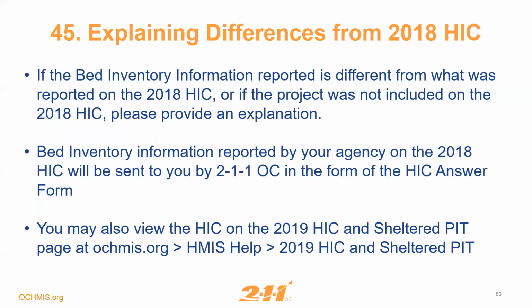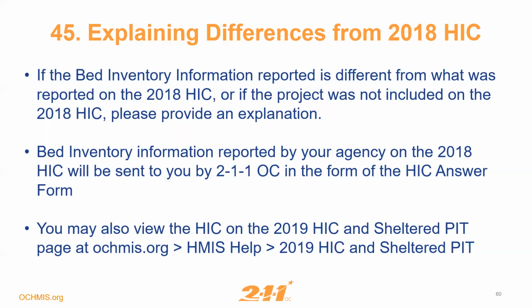Then we have question 45, explaining differences from last year's HIC. And we're hoping that in the future there will be less information here unless there is an addition of vouchers or units, because we want to have the same number reported for questions 20 through 23 year after year. But question 45 is a place where you will provide an explanation of why there is a change in bed inventory, why it was different from last year's HIC.